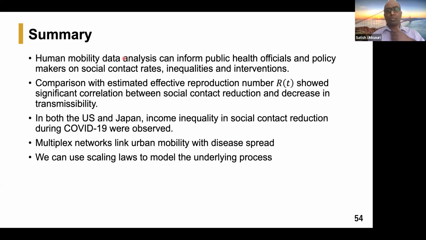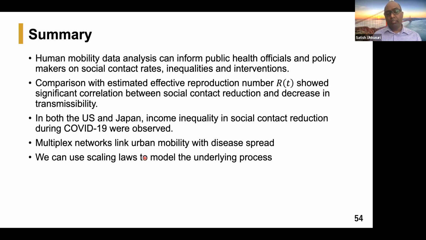It could help us understand social contacts, inequalities, and how different kinds of interventions could impact the recovery of these cities. It can also provide comparisons and the relationships between public health metrics like RT with the social contact reduction and the policies that are in place. Our work shows across both the US and Japan that you can understand the drop in foot traffic and the existence of inequalities in terms of who could reduce travel, and how much they actually reduced travel during COVID.